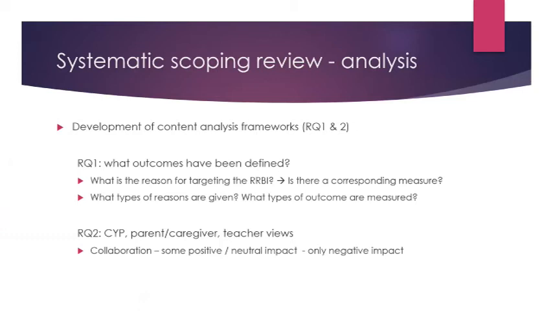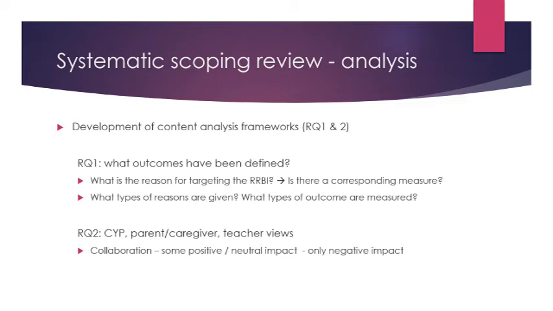This was actually a big chunk of the work in my thesis. So analyzing the reports for questions 1 and 2, because the research literature is so diverse, I was just working with all sorts of different types of studies. What I ended up with was a coding framework whereby I said for each individual study, was a reason given for targeting the RRBI? And if yes, did they measure a corresponding outcome? So, for example, if they said we're aiming to reduce behavior because it interferes with learning, did they then implement the intervention and evaluate it in terms of its effect, not only on the RRBI, but also on learning?